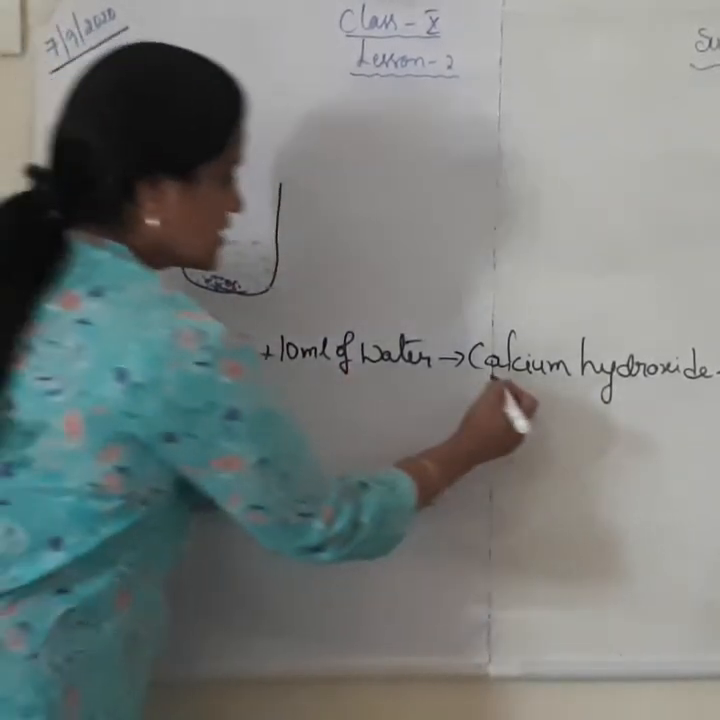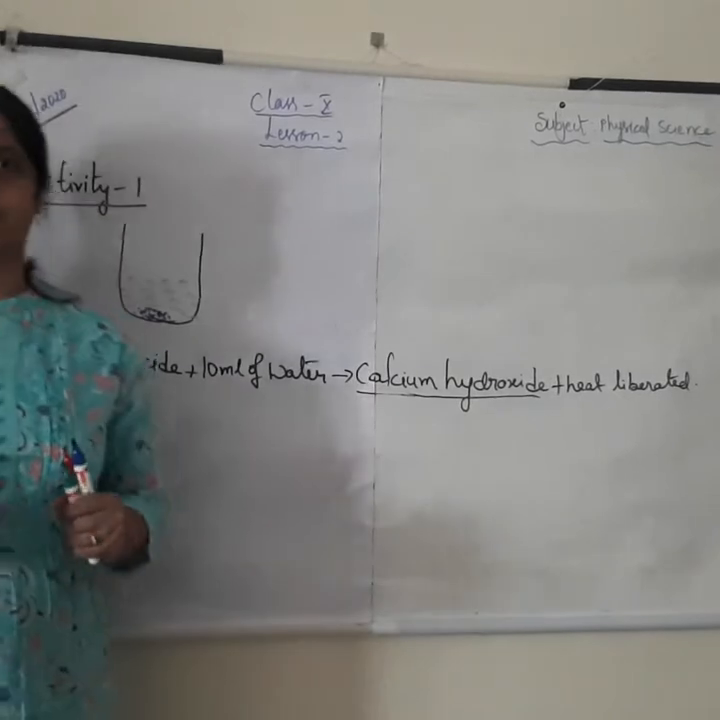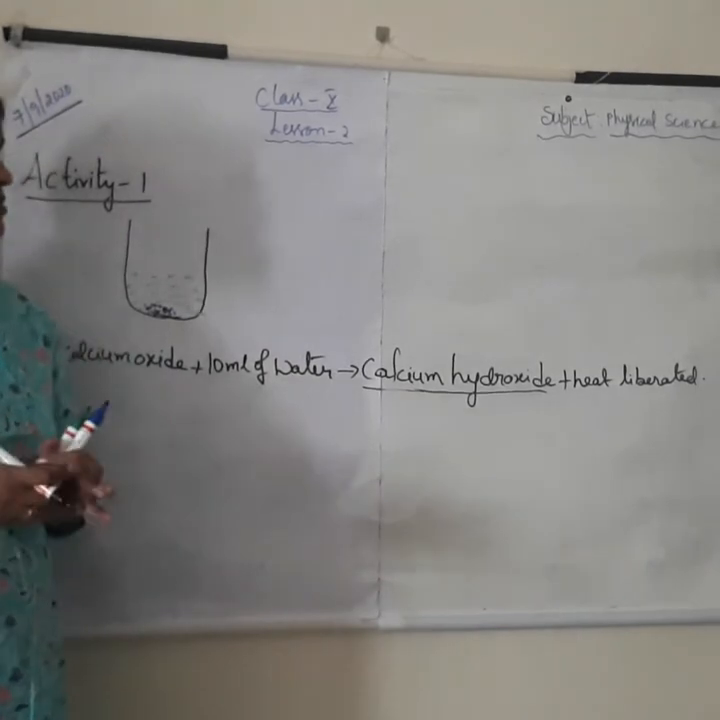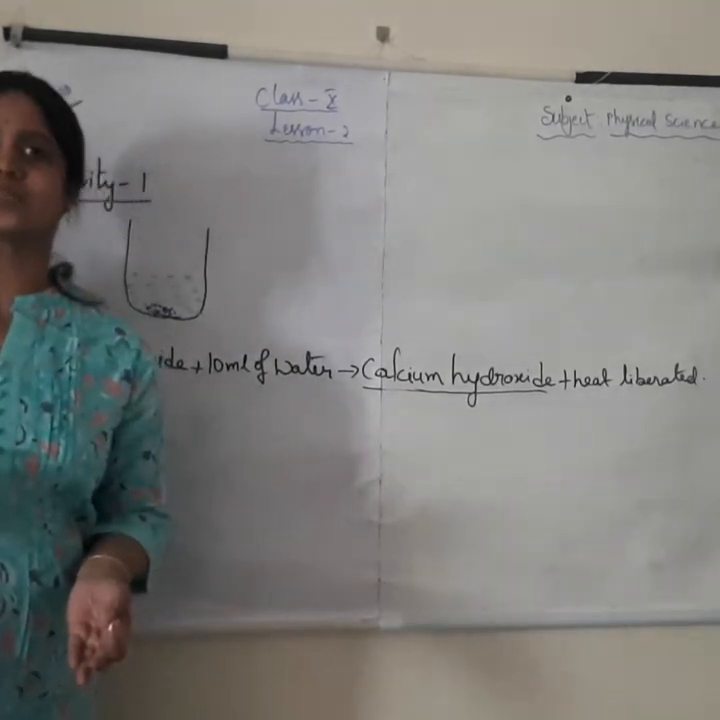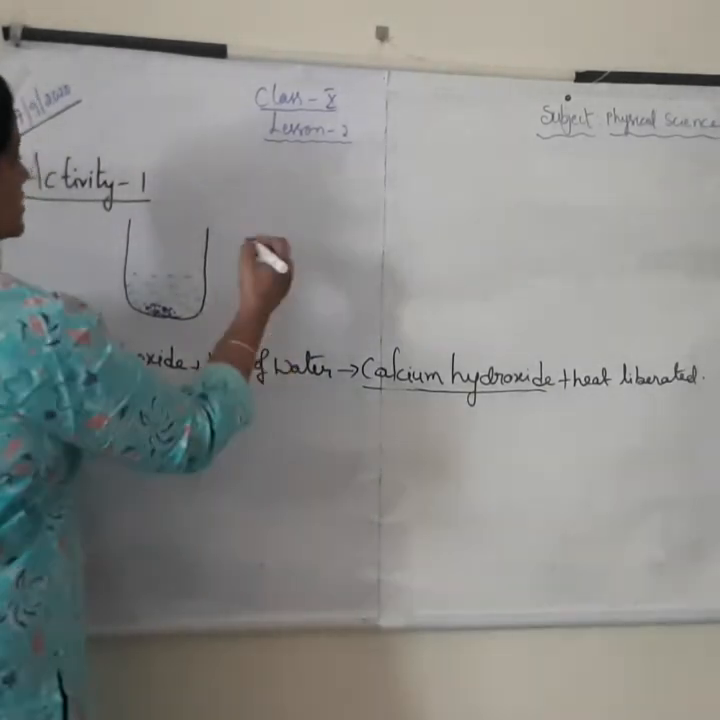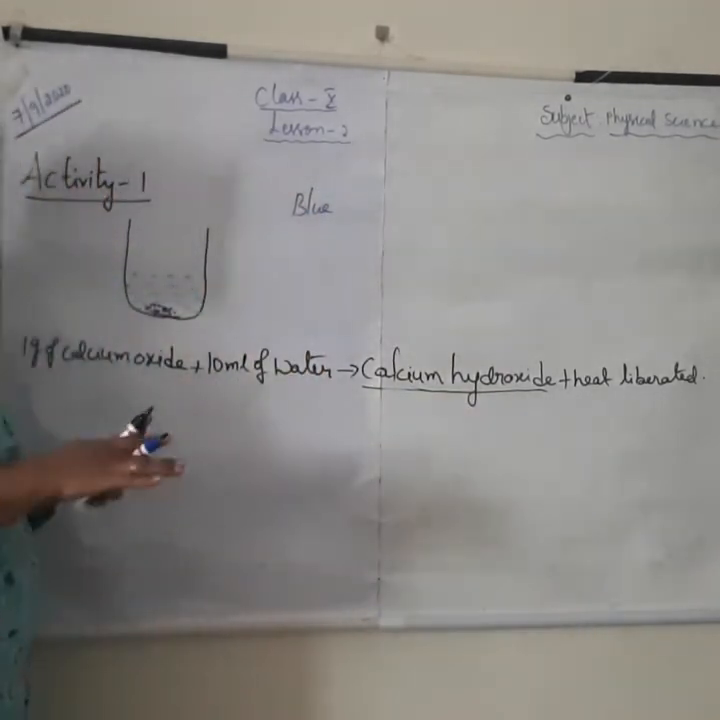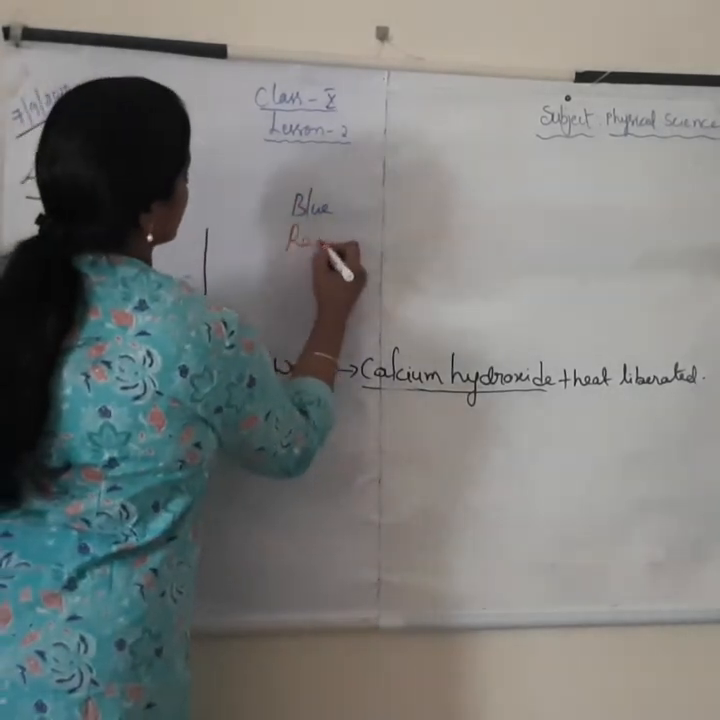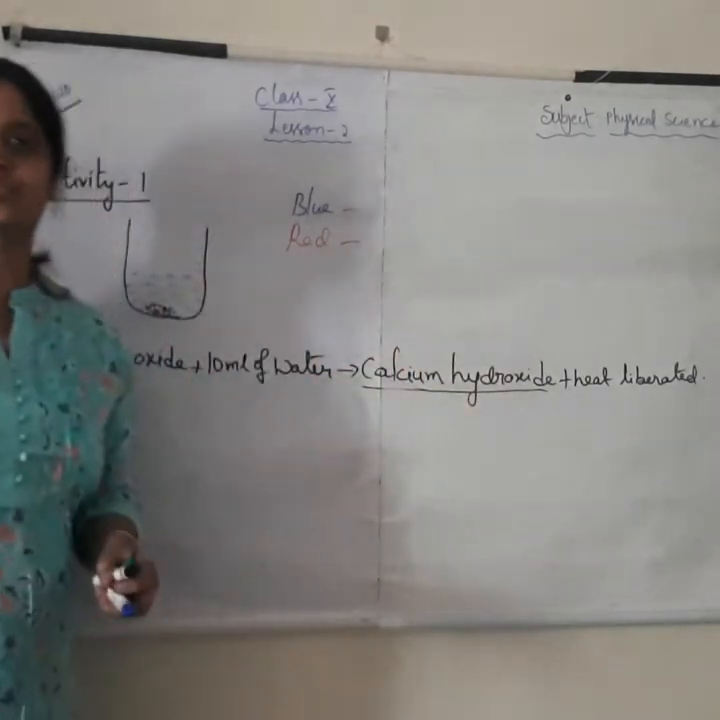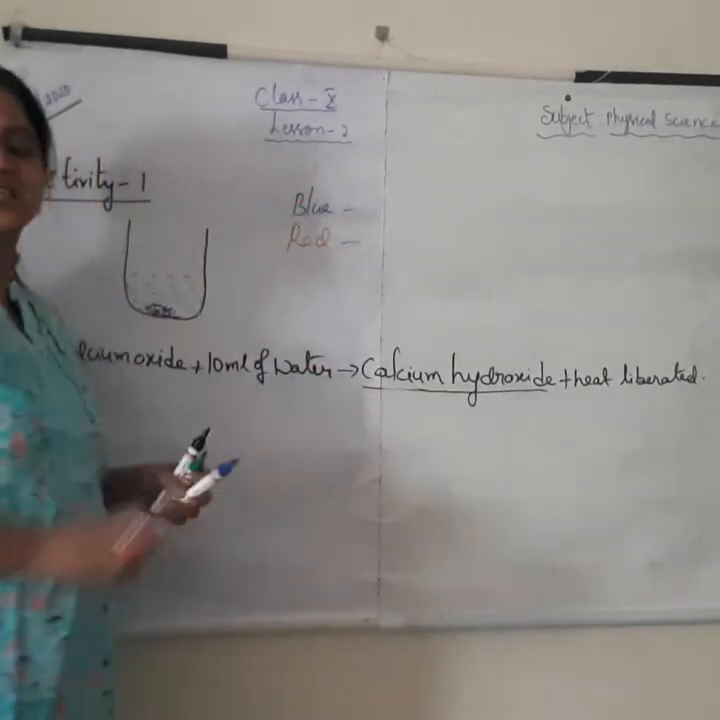Next, when you get this calcium hydroxide new substance, take the litmus papers and we have to test it. Why do we have to test it? Because solutions may have acidic nature, basic nature or neutral. So to test that, you have to take 2 litmus papers, blue and red. Dip them into this calcium hydroxide solution and find out which litmus paper changed color.